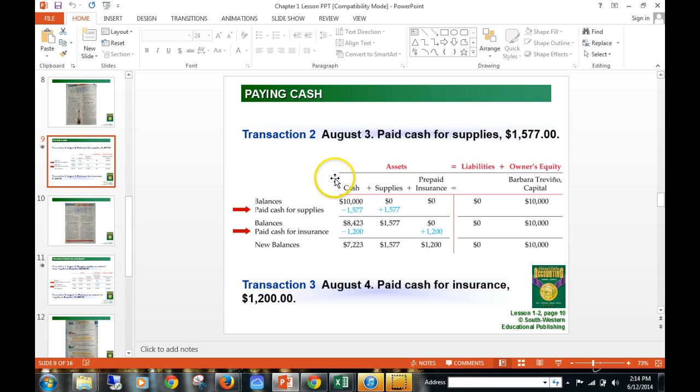But all in all, cash, supplies, and prepaid insurance are assets. They are worth money to your business. Liabilities are things that we owe, people that we owe, businesses that we owe. Right now we don't owe anybody. Owner's equity is what the business is worth. So the left side has to equal the right side. I'm going to move on to page 11 here.